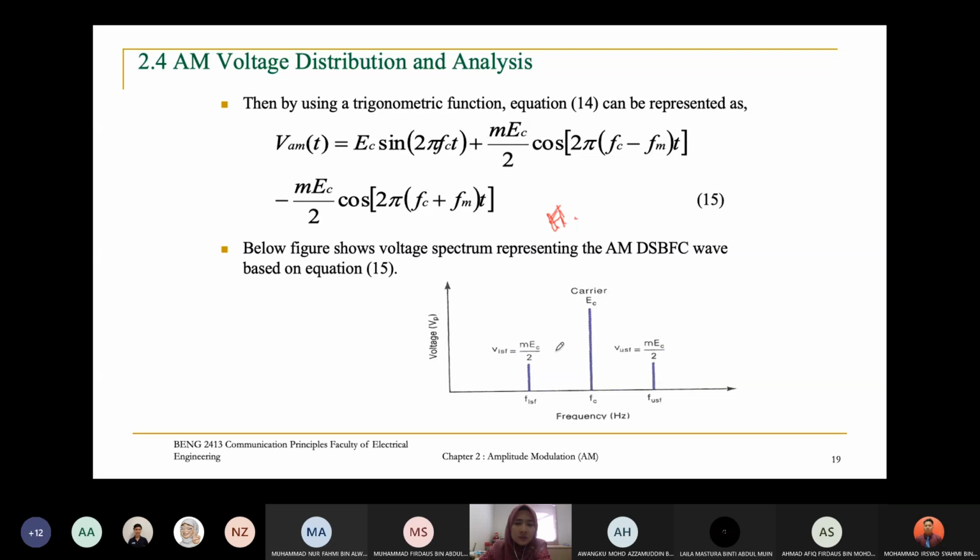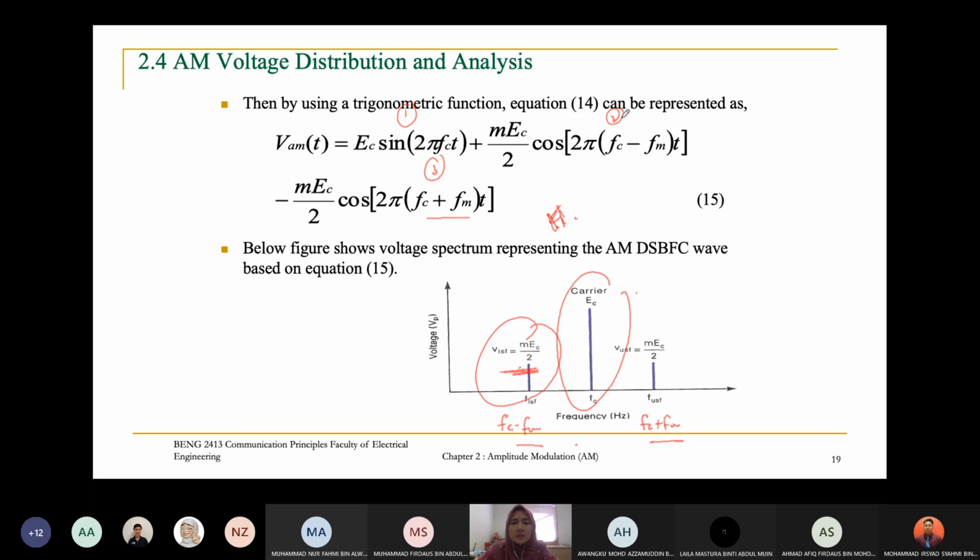Look at here, you have three signals, 1, 2, 3. In this equation, you also have three signals. The first signal is the carrier signal in the middle, EC sine 2 pi FCT. The second signal is the lower side frequency. The amplitude of VLSF is equal to MEC over 2, so if you want to calculate VLSF, you can use this formula, MEC over 2, cos 2 pi (FC minus FM)T. The lower side frequency is this part here, FC minus FM. This one is FC plus FM. The third one is also MEC over 2 in amplitude, and the frequency is FC plus FM.